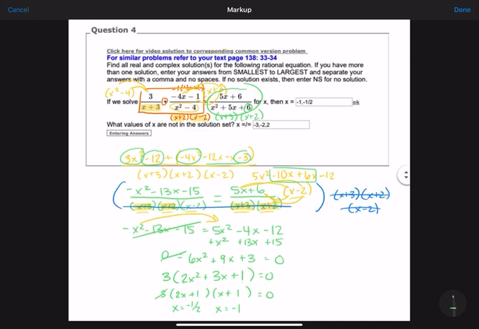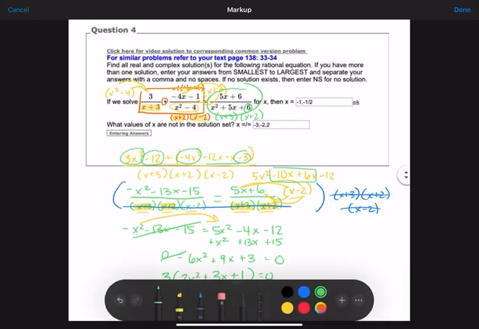So when it's asking me to put these, that's the first part. We're solving it for x, and so those are the solutions I got, and I put them in order from least to greatest, negative 1, comma, negative 1/2. That was part 1. And then part 2 says, what values of x are not in the solution set?